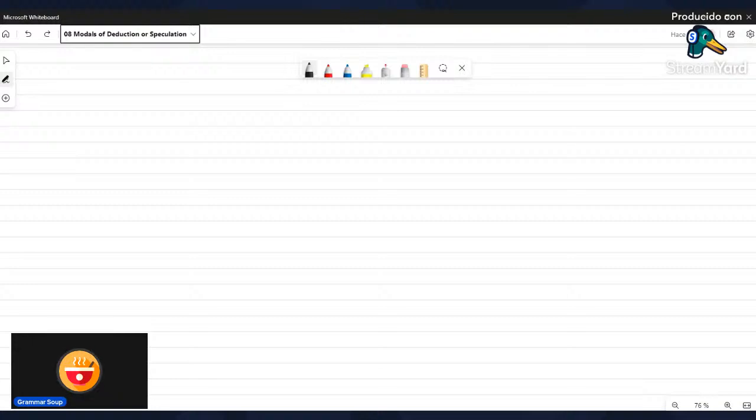Well, today we have three different topics. At the beginning, I mentioned the title there: models of deduction and speculation. After that, we are going to go through reported speech and some of the most common examples we can find in it. And finally, we're going to have some examples using sequencers.